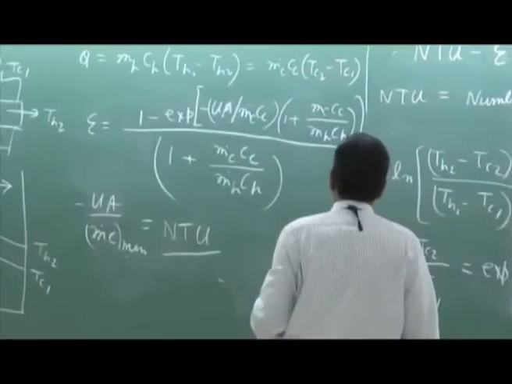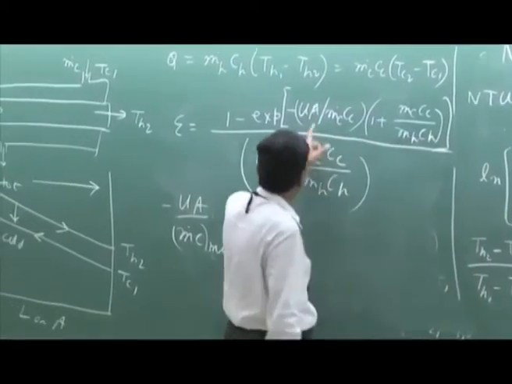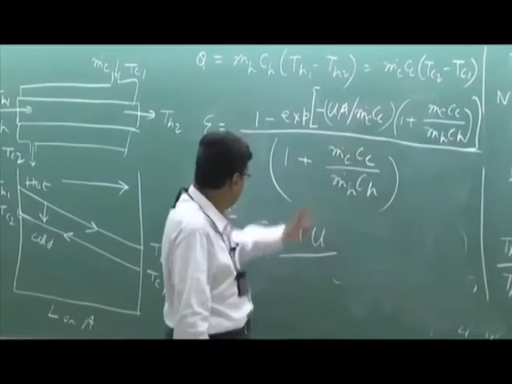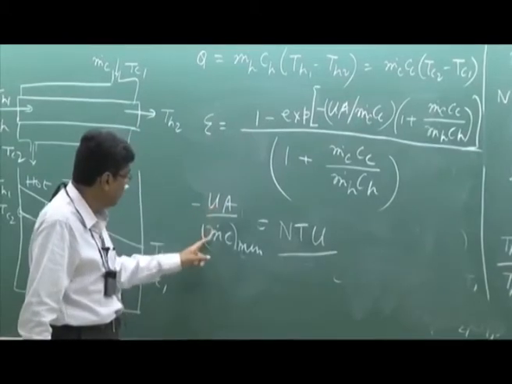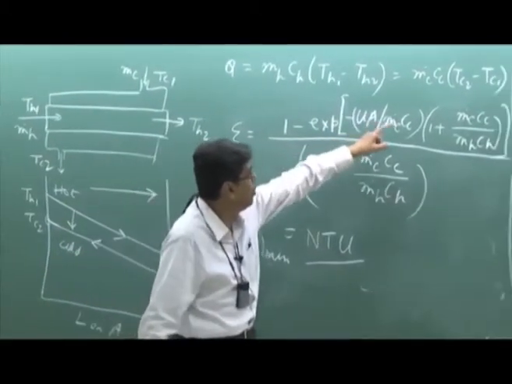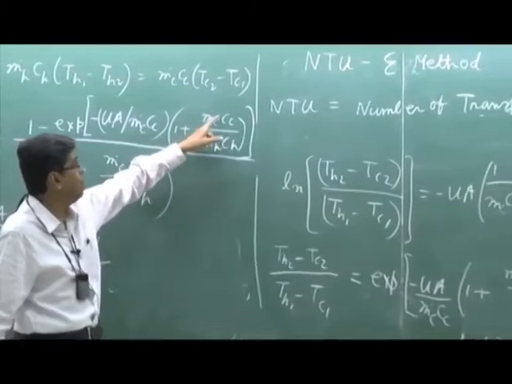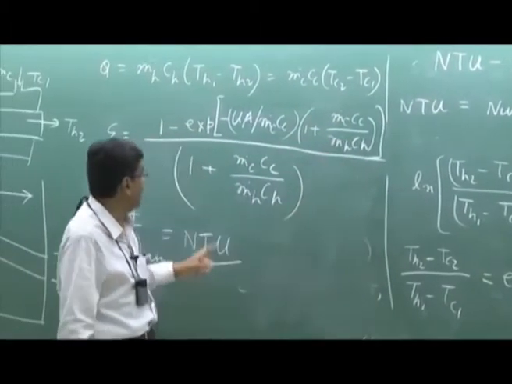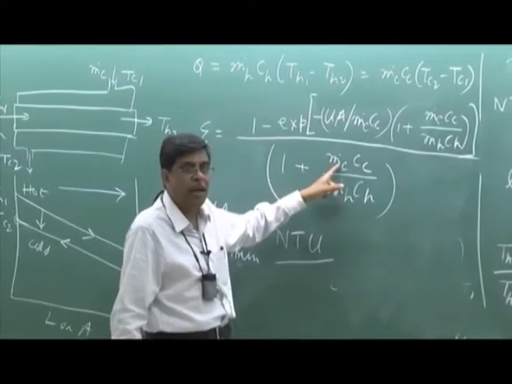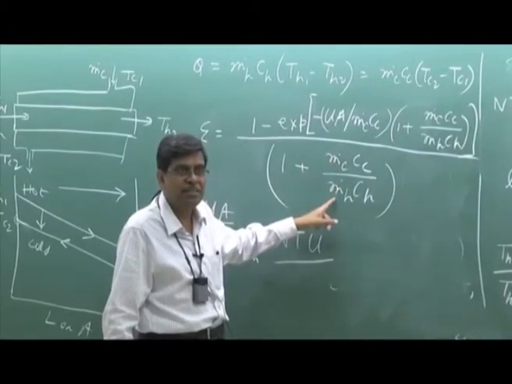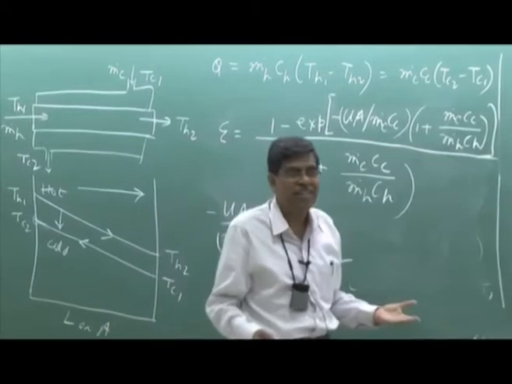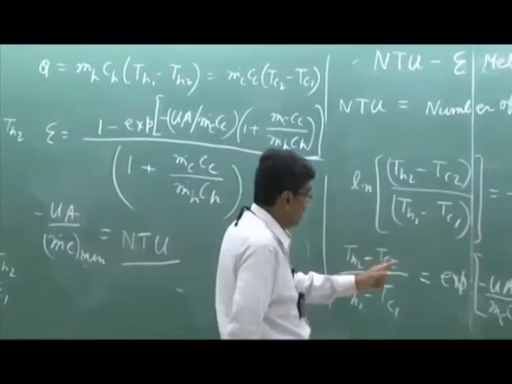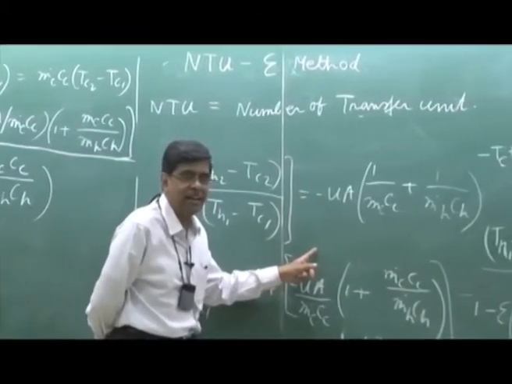If m dot HCH is the minimum, then it will be m dot HCH. NTU is minus UA by m dot C minimum. This will be NTU, and this will be 1 plus m dot C minimum by m dot C. Similarly, it will be 1 plus m dot C minimum by m dot C. But how to do it? Just interchange.